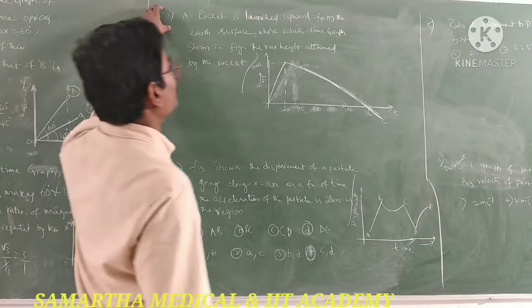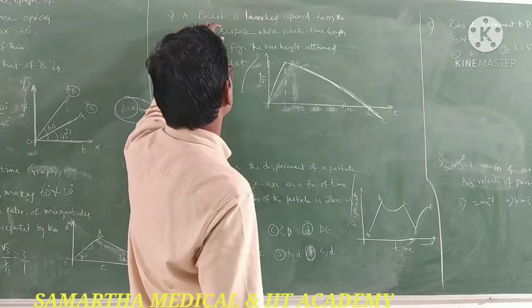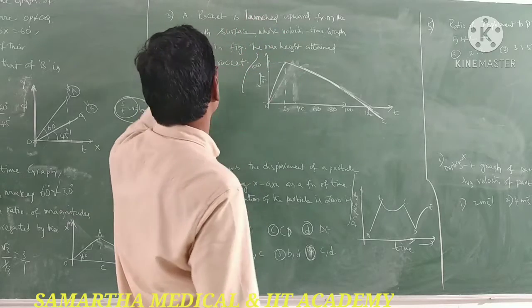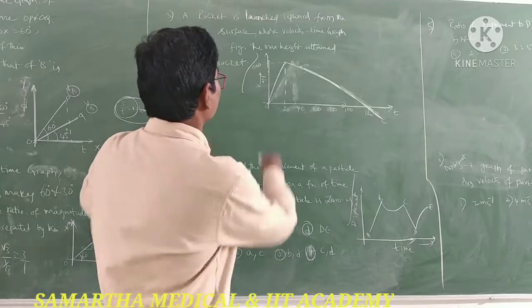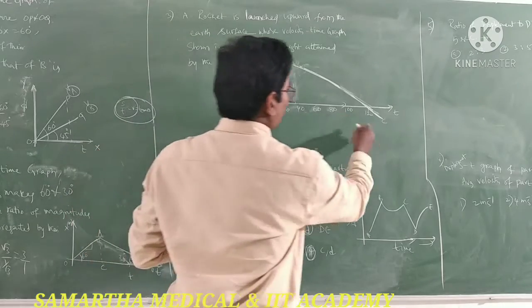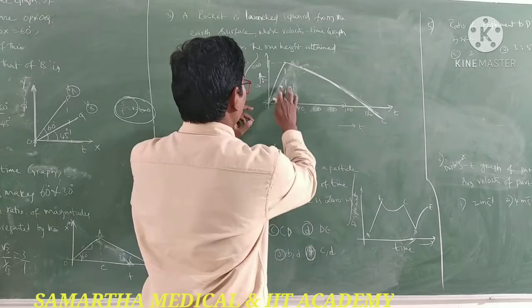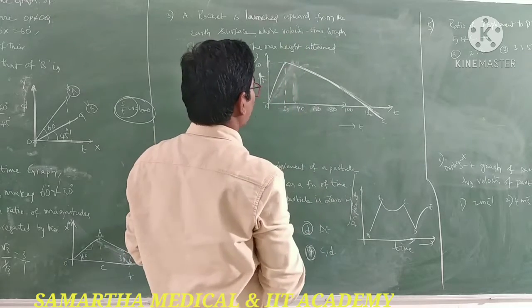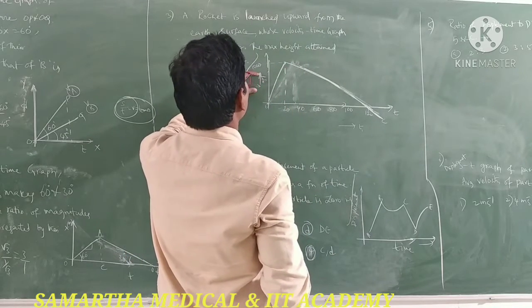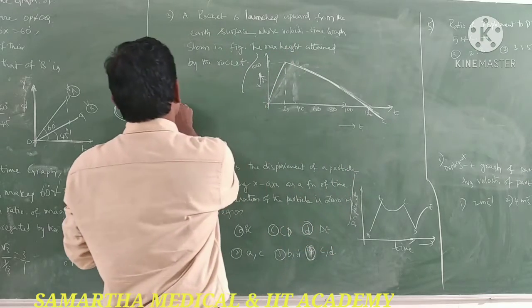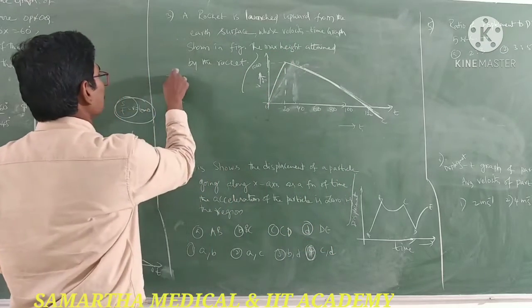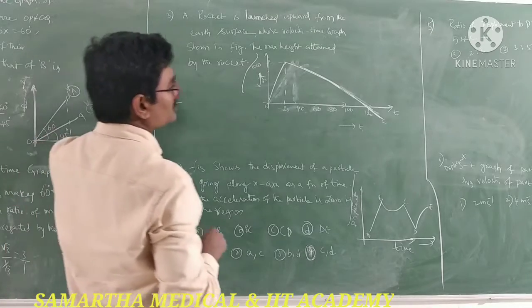Next question. A rocket is launched upward from the Earth's surface, whose velocity time graph is shown in the figure. The maximum height attained by the rocket is? See here, this is the velocity time graph. The rocket is projected in a vertically upward direction. The height it reaches from the ground is the displacement only. So how can you get the displacement?